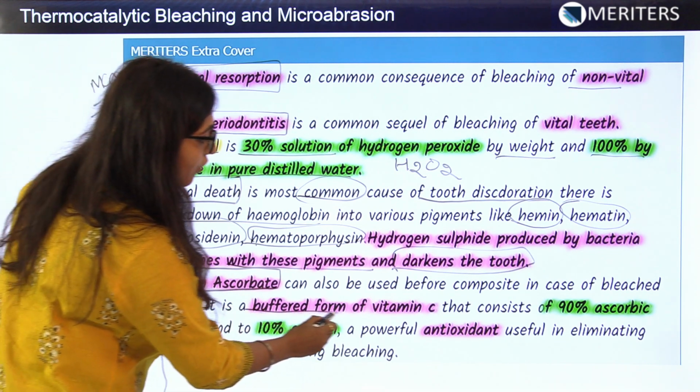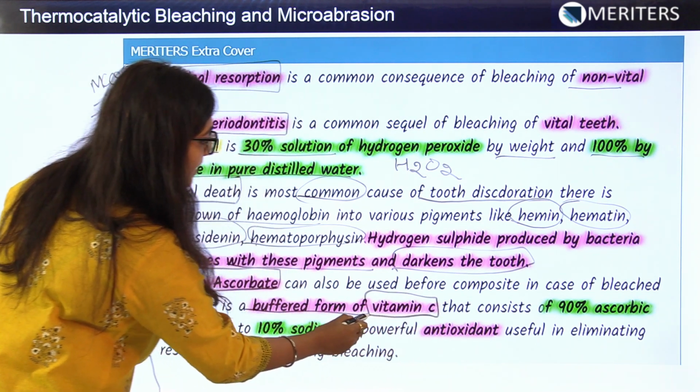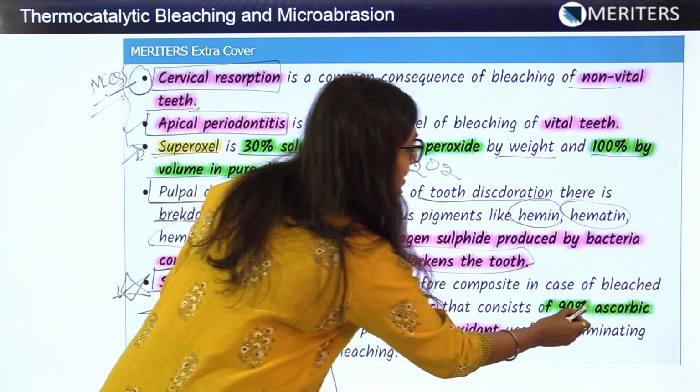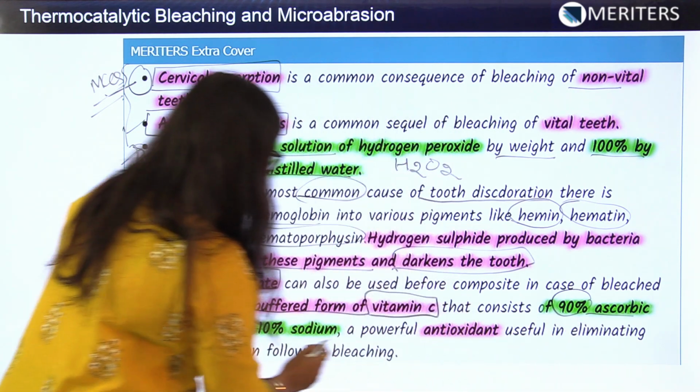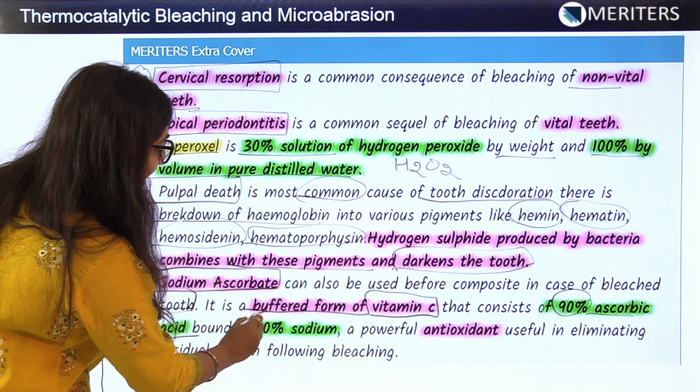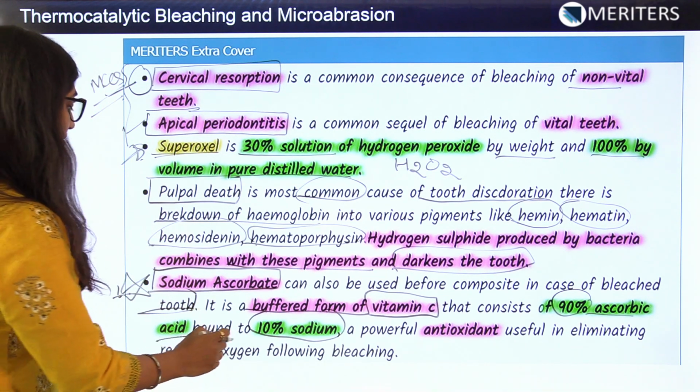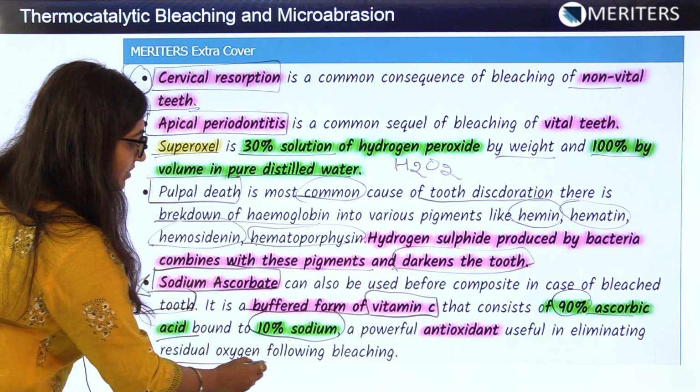It is a buffered form of vitamin C. Sodium ascorbate is considered a buffered form of vitamin C, and the composition is 90% ascorbic acid bound to 10% sodium. So it is a powerful antioxidant which is used to eliminate the residual oxygen following bleaching.